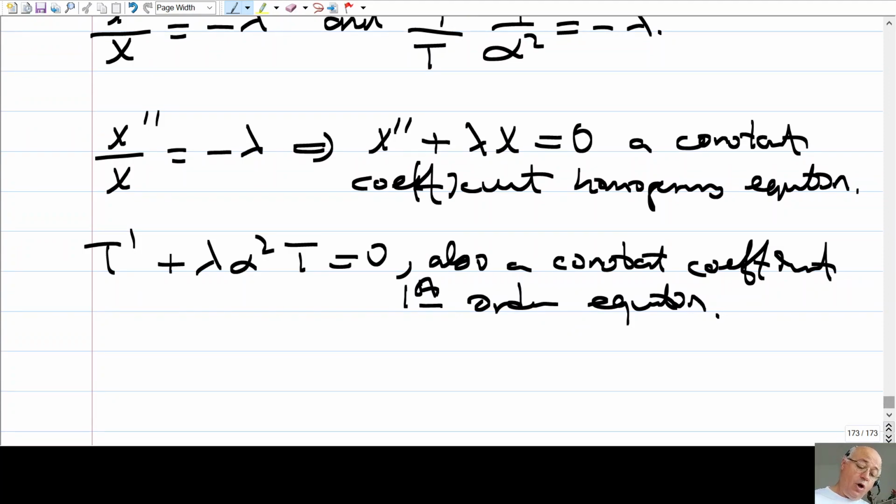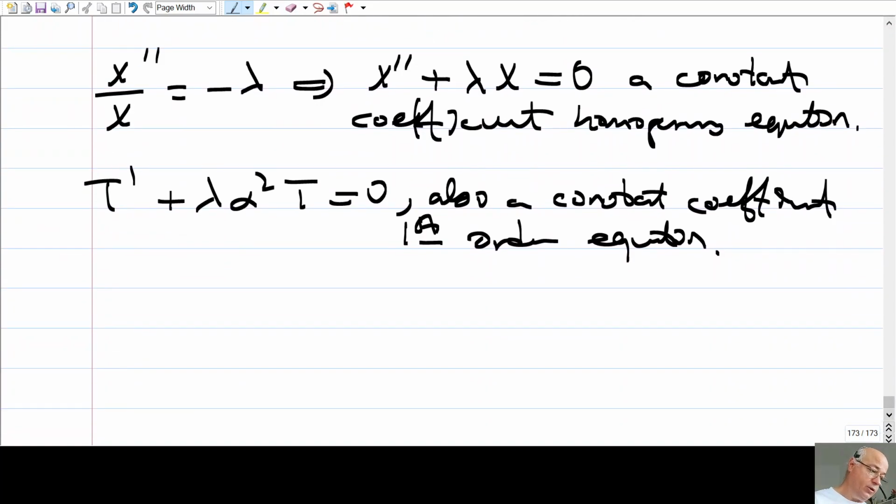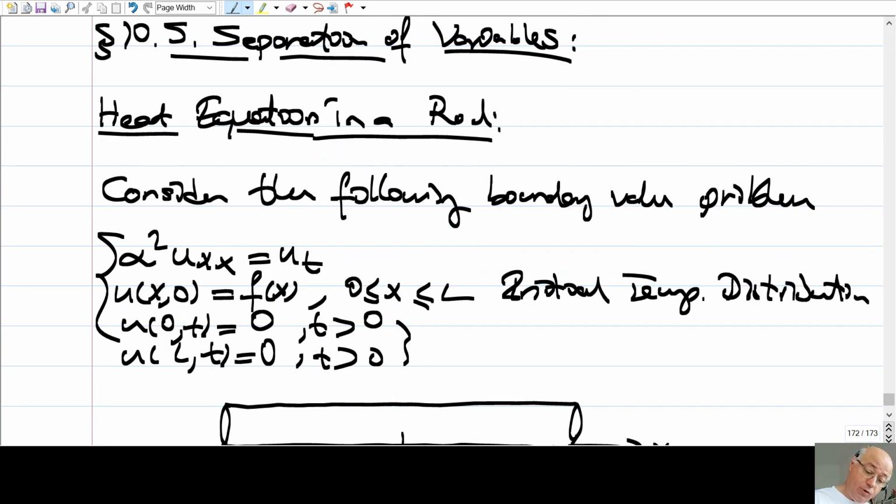All right, so I obtained two equations, and I know how to solve these, right? I know how to solve these equations, but one has to be careful. Here, we don't know what lambda is, okay? Even though this is a constant coefficient equation, we don't know what lambda is, okay? And that will be very important soon. Now, consider the boundary conditions, homogeneous boundary conditions.